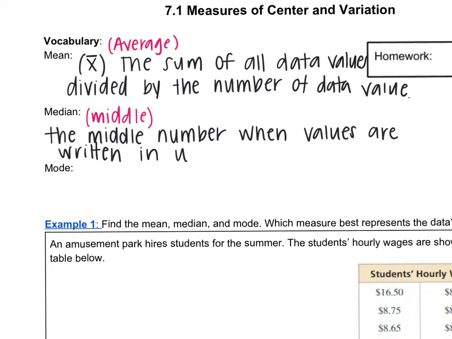Remember, numerical order basically just means they're in order from least to greatest. I suppose it could be greatest to least, but they have to be in order to find the middle. Oops, that's not how you spell numerical. We'll add an N in there. Numerical order.